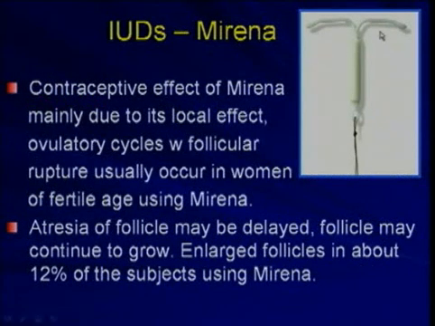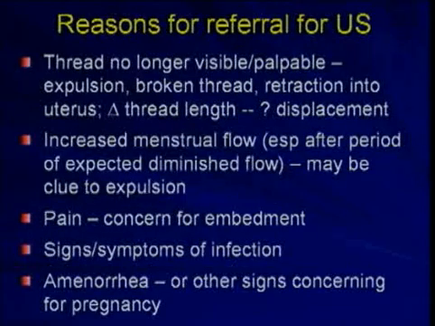So again, this is what the IUD looks like. The contraceptive effect is mostly due to the local effect of progesterone. Women that are of fertile age still have ovulatory cycles with follicular rupture. The other thing to note about this IUD is that the atresia of the follicle may be delayed because of the progesterone, and the follicle may continue to grow, so that enlarged follicles have been found in approximately 12% of women using the Mirena.